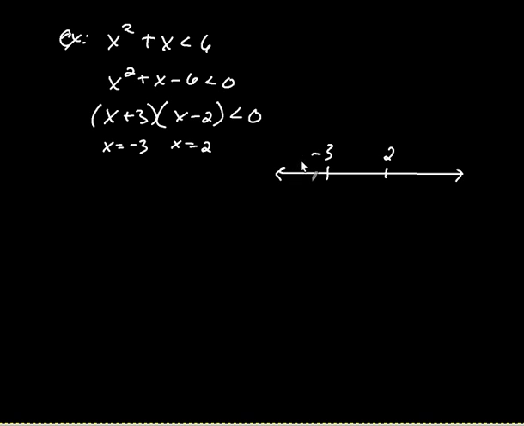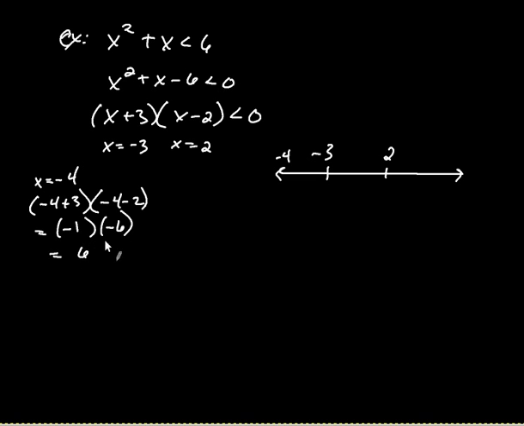For example, take a number in this interval. So can you think of a number less than negative 3? Sure, right? Take like negative 4, for example. Take negative 4 and plug it in where you see x, both there and there. So what do I get? When x is negative 4, this becomes negative 4 plus 3 times negative 4 minus 2. And what do I get? Well, this is negative 1 times negative 6, but the important point is that it's a positive 6.